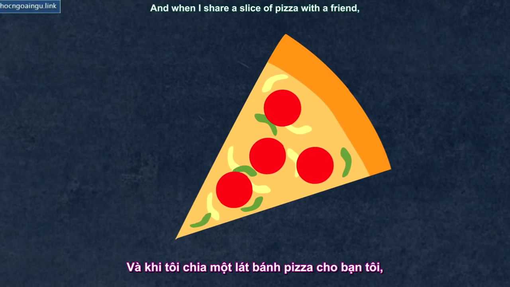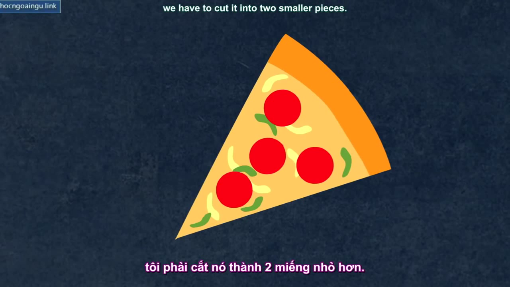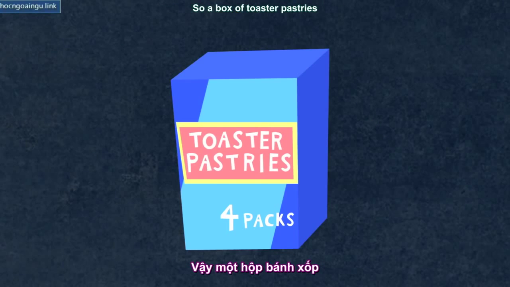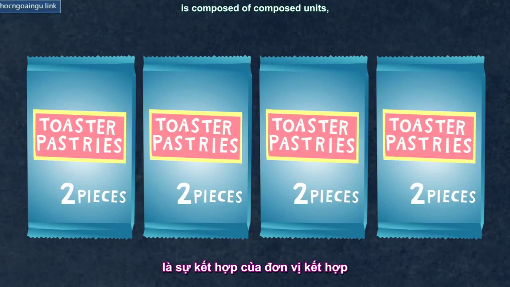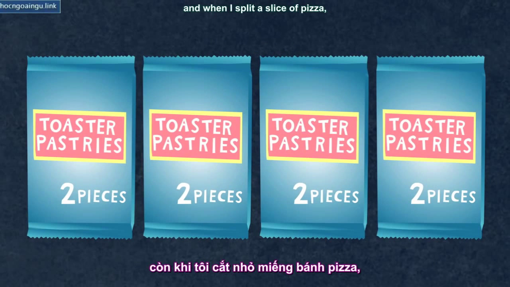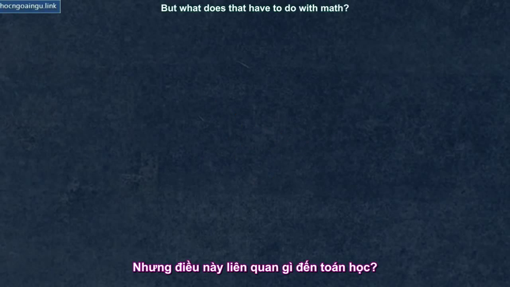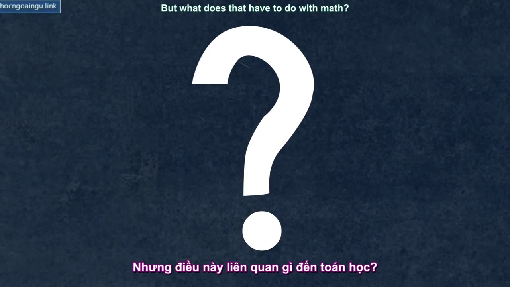And when I share a slice of pizza with a friend, we have to cut it into 2 smaller pieces. So a box of toaster pastries is composed of composed units, and when I split a slice of pizza, I'm partitioning a partitioned unit. But what does that have to do with math?